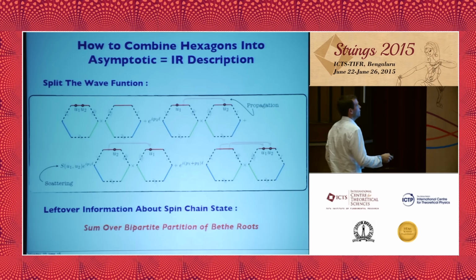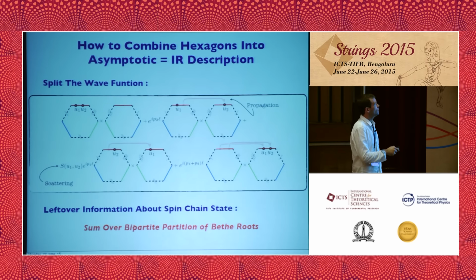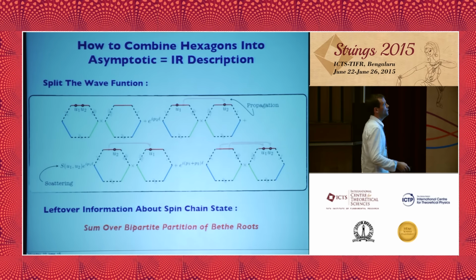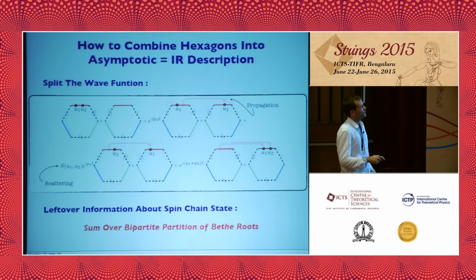I might end up cutting in such a way that I have two magnons on one hexagon and nothing on the other one, or I can have one on the first and one on the other, and so on. And as you might guess, we need to take into account all these configurations that correspond to all the possible ways of splitting the spin chain. And this splitting comes with some weight, which take into account the relative phase difference between each configuration.